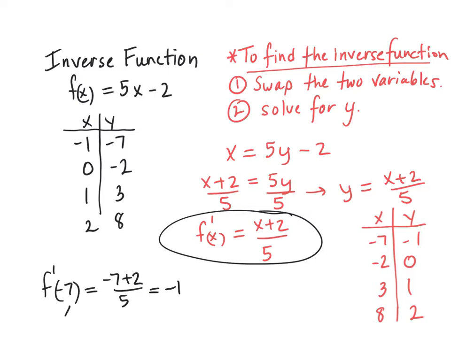Notice that if I put in an x of negative 7, I get a y of negative 1, just like in the table. Let's check one more. What about f inverse of 8? That would be 8 plus 2 divided by 5, which is 10 divided by 5, which is 2. Notice if I put in an x of 8 in the inverse function, I get a y of 2. And there it is.